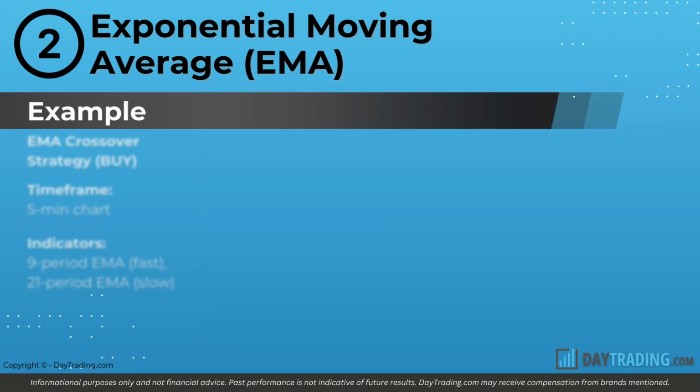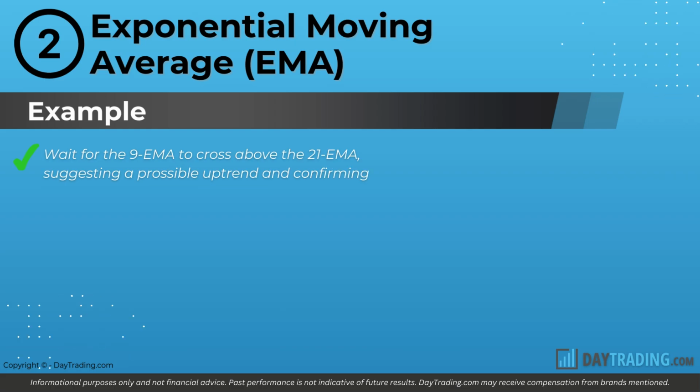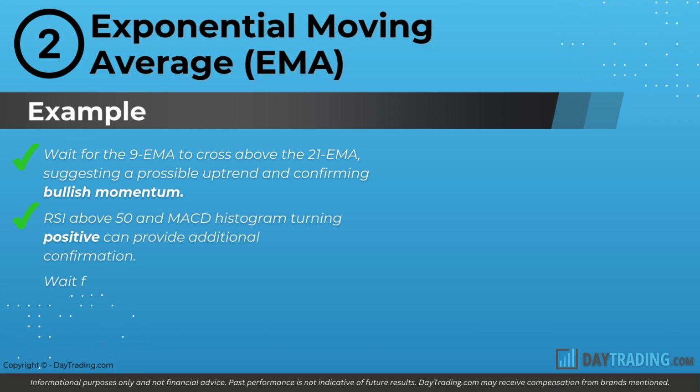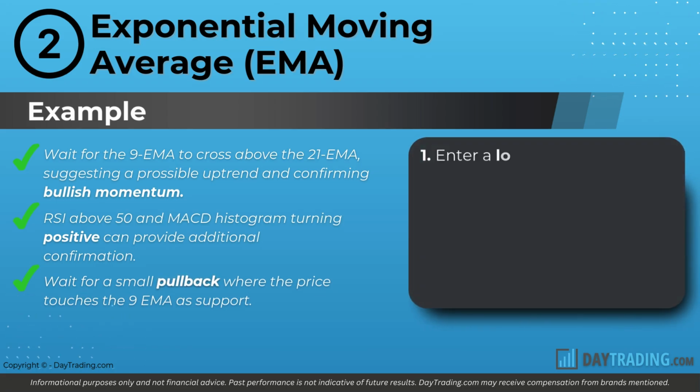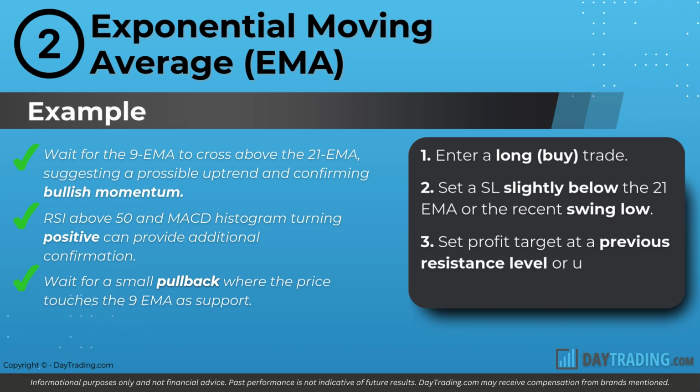Wait for the 9 EMA to cross above the 21 EMA, suggesting a possible uptrend. Confirm the signal with additional indicators, like RSI above 50 or the MACD histogram increasing. Look for a slight pullback, where the price touches the 9 EMA as support. Enter a long buy trade at this point. Place a stop loss below the 21 EMA or recent swing low. Set your target at a previous resistance level or use a trailing stop for bigger profits.